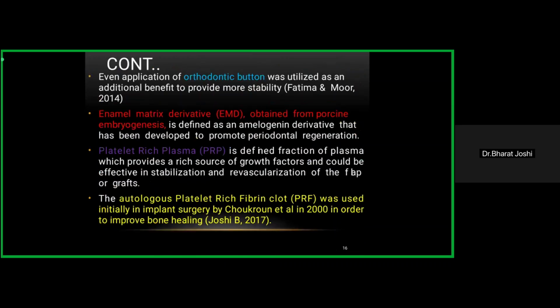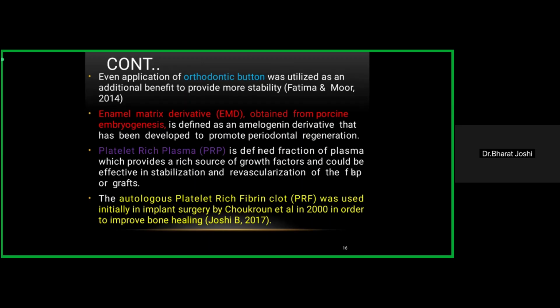Even in orthodontics, we have used the orthodontic button, which provided the additional benefit of more stability to the coronally advanced flap. Enamel matrix derivatives are basically amelogenin derivatives. They provide regeneration, and platelet concentrates provide a lot of, I can say, regenerative factors which help in the regeneration.